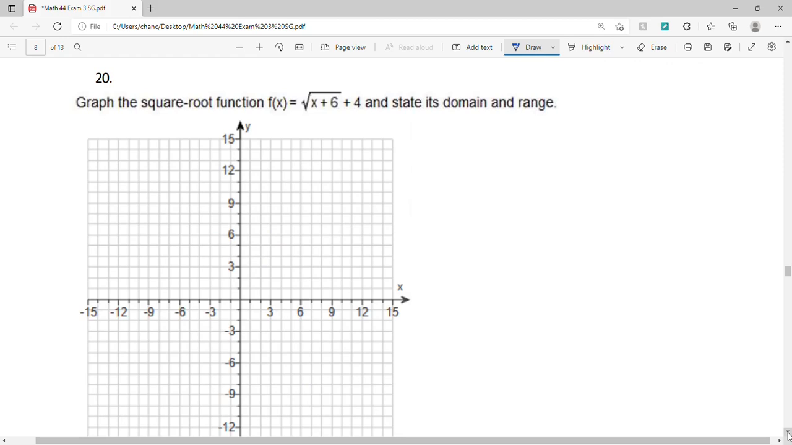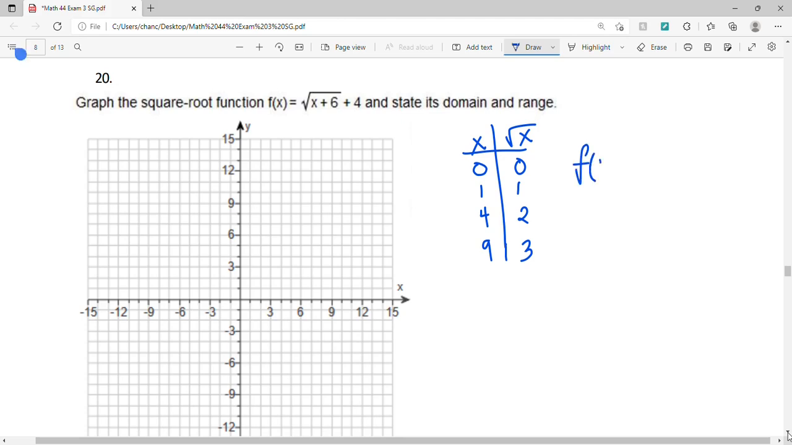Question 20. This is a square root function. So we'll have to look at a different parent graph, the square root function graph. Recall we picked the points 0, 1, 4, and 9. The square root of 0 is 0, the square root of 1 is 1, the square root of 4 is 2, and the square root of 9 is 3. We just need to get the general shape. You can pick more points, but at least pick 3 points for this graph.